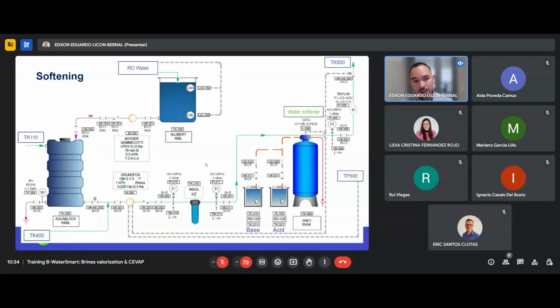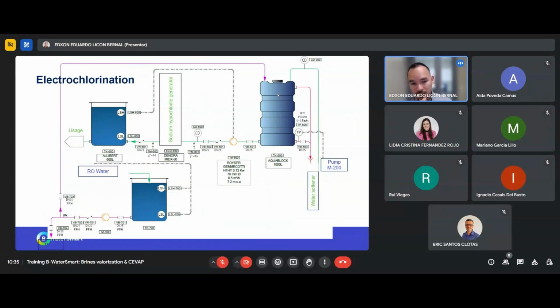Well, the next step is the softening. Again, it is a kind of regular step with the ion exchange column multimedia, which needs bases and acids to be regenerated once it reaches the saturation stage. It is connected to a buffer tank that contains the water that is concentrated in the previous unit, the electrodialysis, and then, of course, it is sent to the electrolyzer.